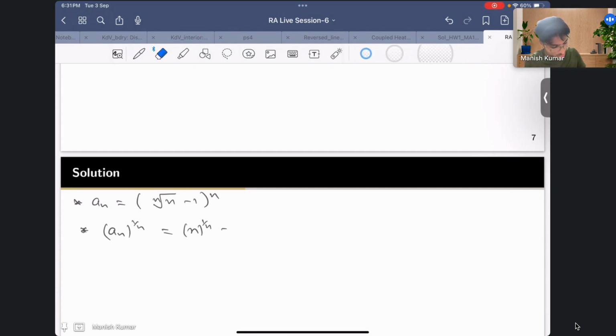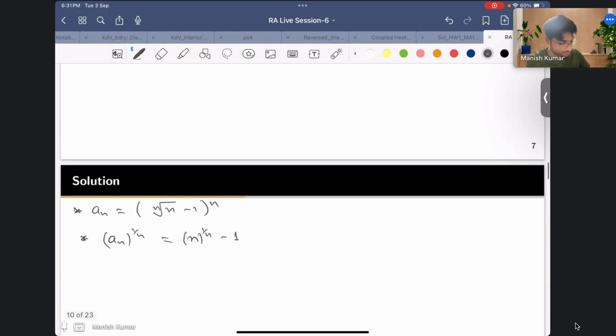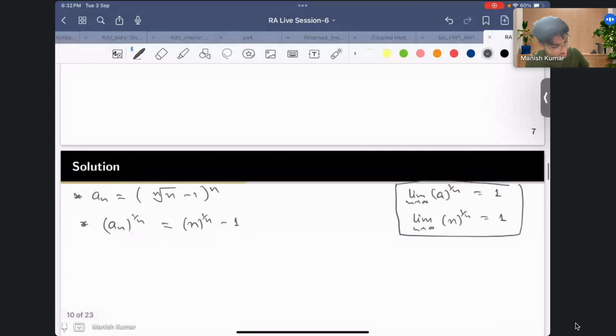Now this was already discussed in one of the sessions. There were two problems, as far as I remember: the limit as n goes to infinity of a raised to the power 1/n is 1, and the limit as n goes to infinity of n raised to the power 1/n is also 1. This was already discussed in one of the sessions. So using this you can clearly see that this goes to 0 as n goes to infinity.